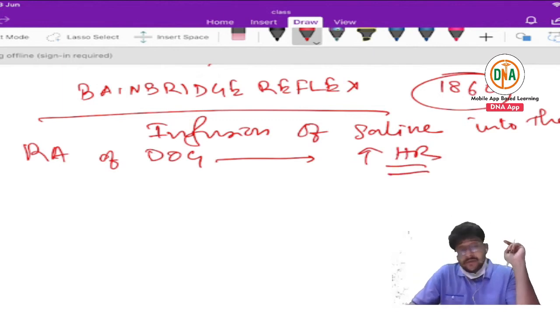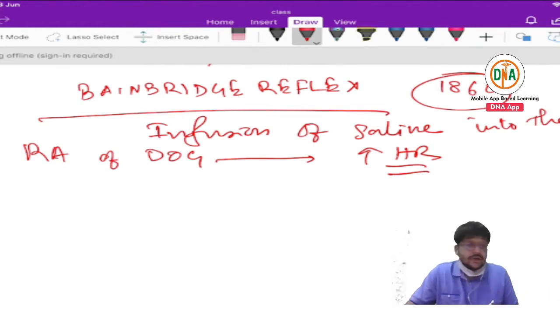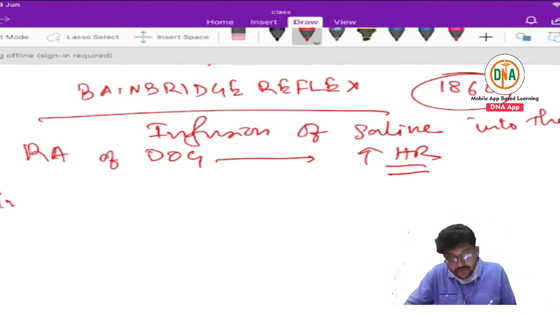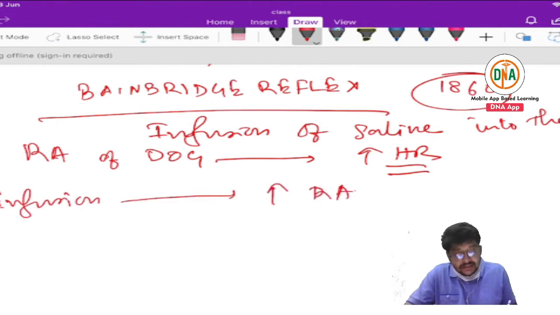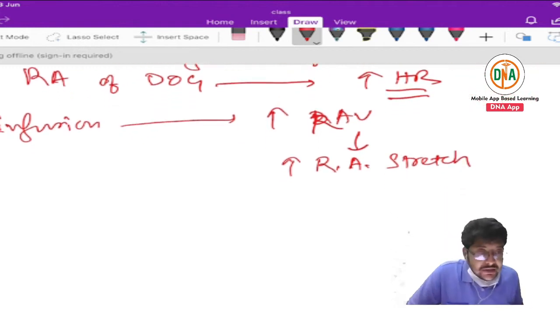Remember, so far what we have discussed is the high pressure baroreceptors, carotid body, aortic body. Here something is different. Here we are discussing the low pressure baroreceptors, or the volume sensors. I will come to that now. So what happens if you infuse saline? Infusion will lead to an increase in right atrial volume. If that is increased, that will lead to right atrial stretch.